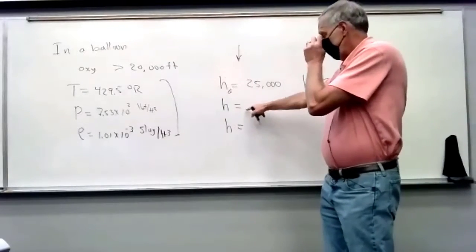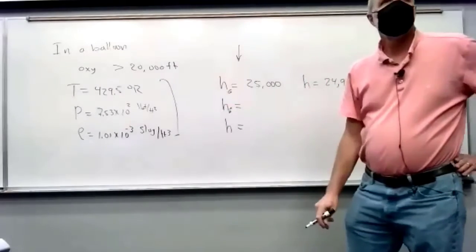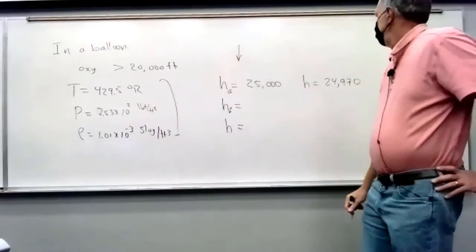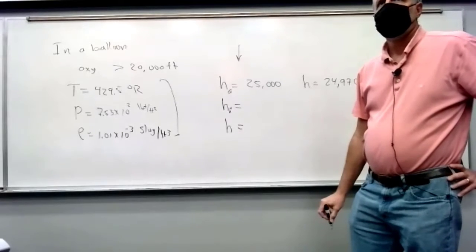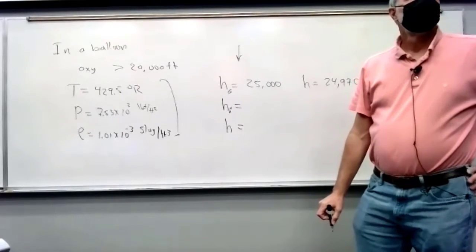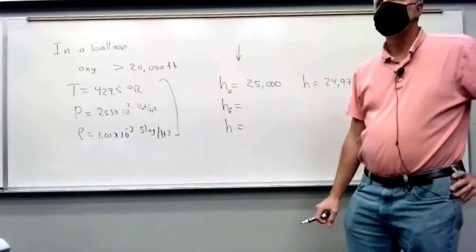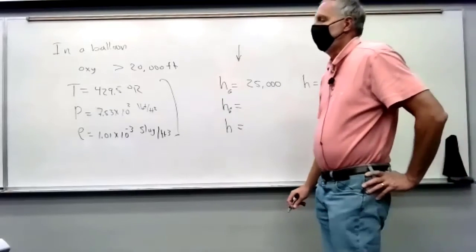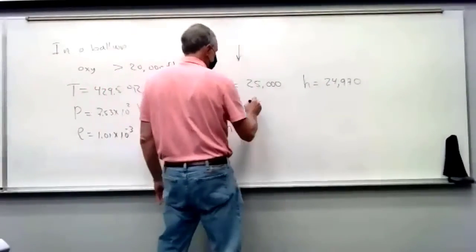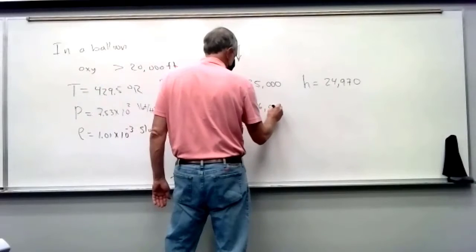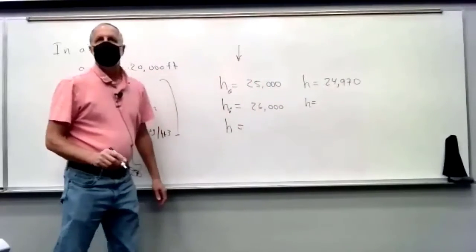How about somebody else? How about for that pressure? What do we get? Anybody else got a book looking this up? You shoot out a number. What are you looking at? 26,000 for H sub G. And then H is pretty close to that, right? Because it's an approximation.